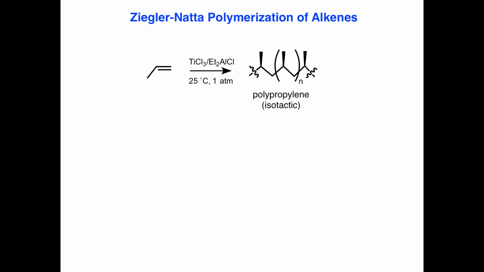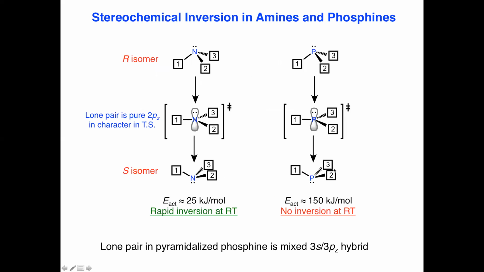Somebody's asking why the s character is larger in phosphorus than in nitrogen for the pyramidalized. Let's go back here. The reason is, in the case of nitrogen, where our valence shell is the 2s and 2p orbitals, there's a relatively small energy separation between s and p.